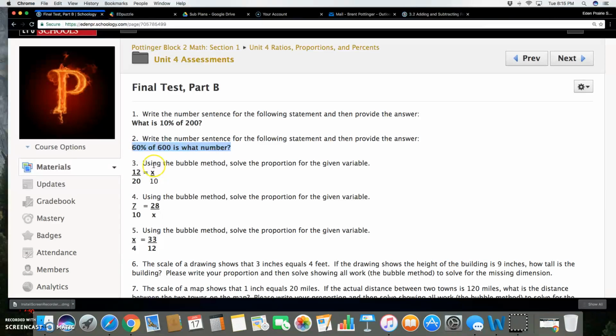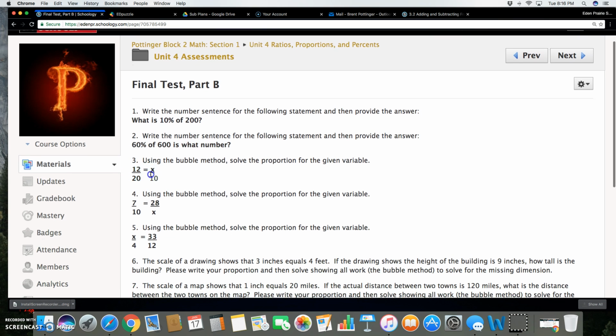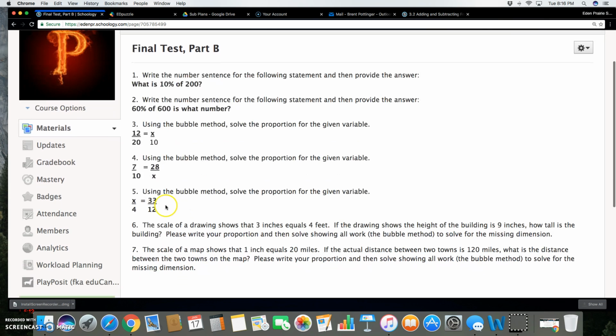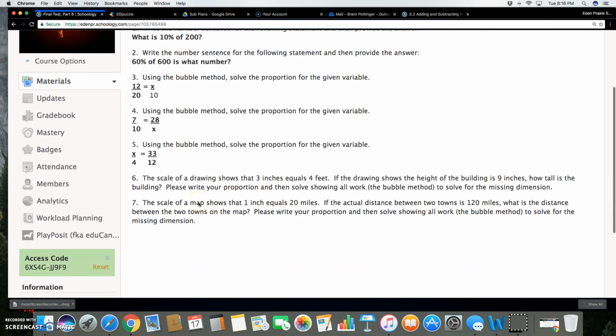Number 3 says using the bubble method, solve the proportion for the given variable. So here is your proportion. You have a missing value, which is x. Show your bubble method technique to solve for x. I will be looking for the bubble method work and your final answer. You're going to do the same thing for 4, use the bubble method. Same thing for 5, use the bubble method.